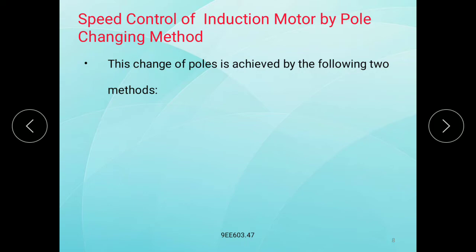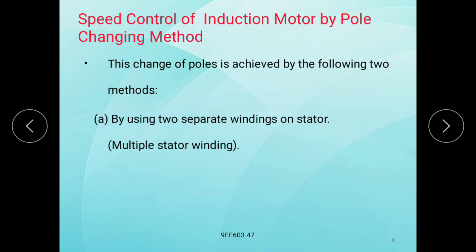Now this change of poles is achieved by the following two methods. What are the two methods? How do we change the number of poles? By using two separate windings on the stator, that means multiple stator windings are used. When multiple windings are used, the number of poles will change.